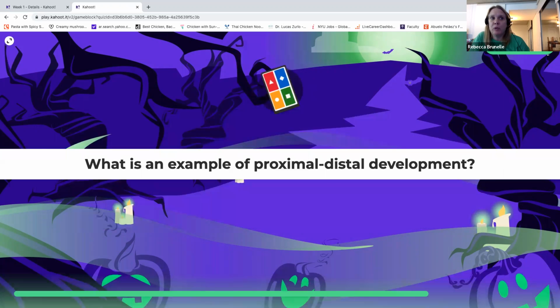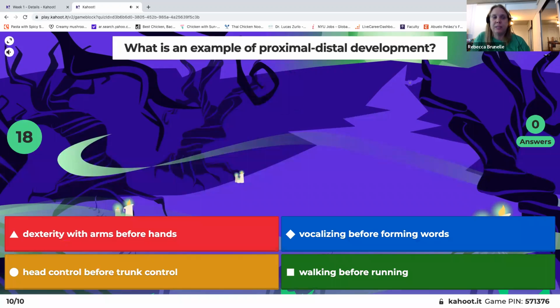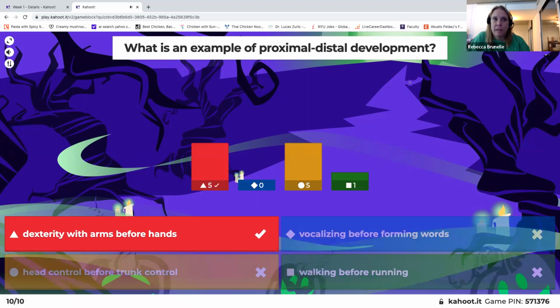What is an example of proximodistal development? Dexterity or movement of the arms before the hands, head control before trunk control, vocalizing before forming words, or walking before running? Yeah, so this is thinking of the midline before the outer. So moving the arms and the upper legs before moving the hands and the feet. The head control before trunk control, that's cephalocaudal.